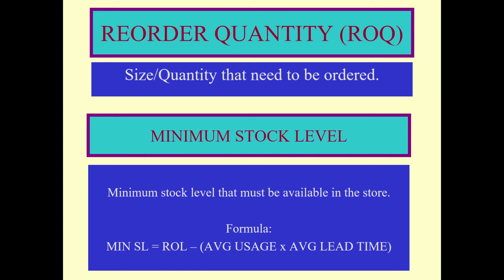Another one is minimum stock level. It is the minimum stock level that must be available in the store at one point of time. The formula to calculate the minimum stock level is equal to ROL minus, in brackets, average usage time average lead time.